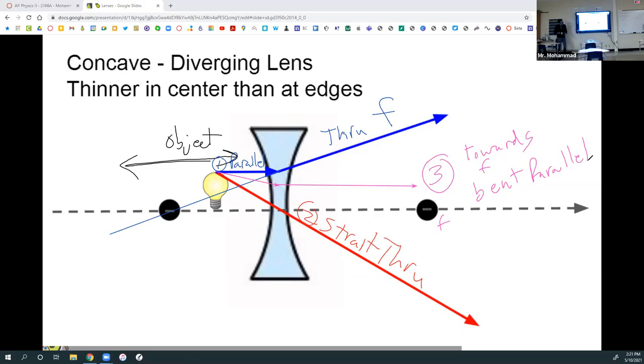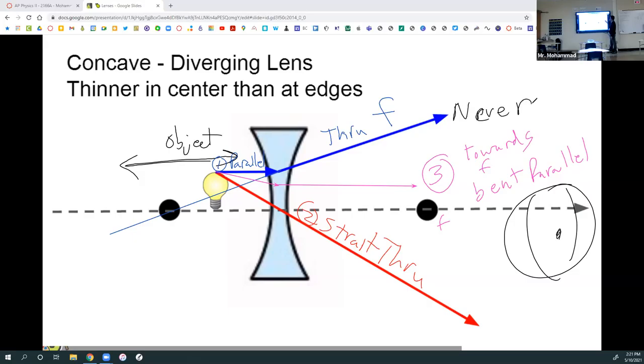Now the question is, or the fact is, I should say, if your eye is over here looking through that lens, these two rays of light, or actually any three of these, never really meet. So it's not like I could take something and project it onto a screen with that type of lens. Because this one doesn't focus light, it spreads it out. It doesn't bring light together, it spreads it out over a bigger area.